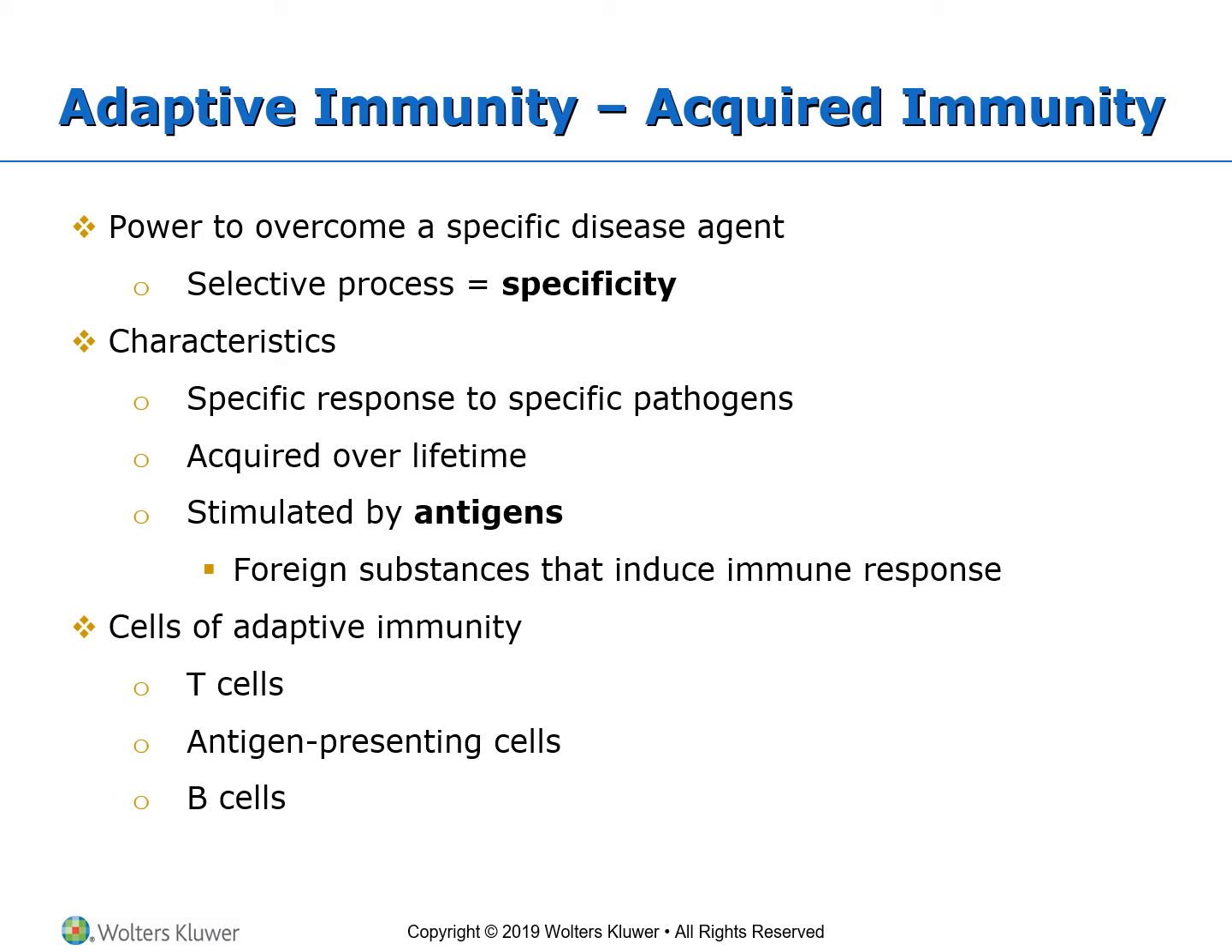Adaptive immunity is a selective process. Being immune to one disease doesn't mean that you're immune to any others. Therefore, it's called specific. It has a specificity. When I said that it's called acquired, it's because, again, it develops during a lifetime while the person is exposed to different harmful agents.